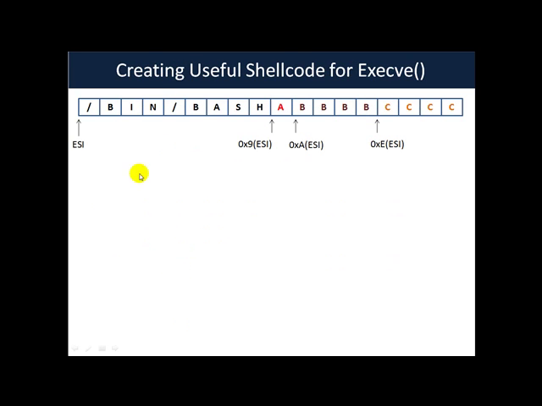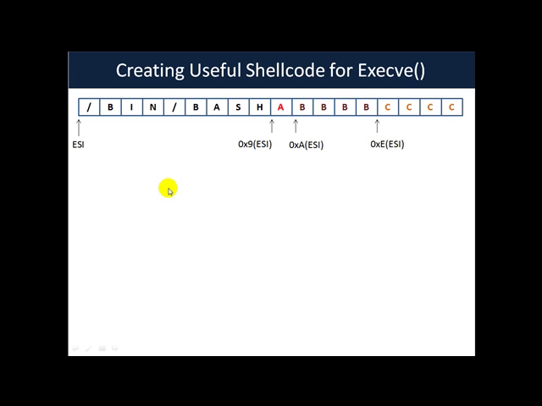So currently ESI points to the beginning of the string /bin/bash, A, 4 B's and then 4 C's, right? And 9(ESI) is pointing to the A character, and 10(ESI) is pointing to the beginning of the B's, and 14(ESI) is pointing to the beginning of the C character array, right? So what is the idea?